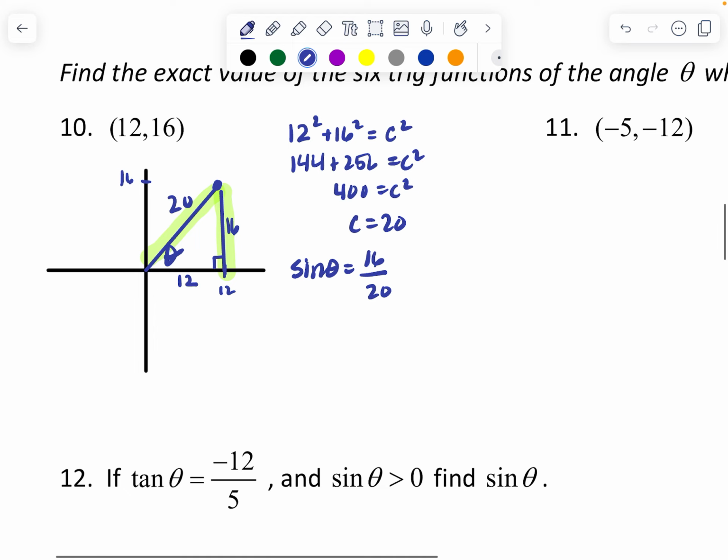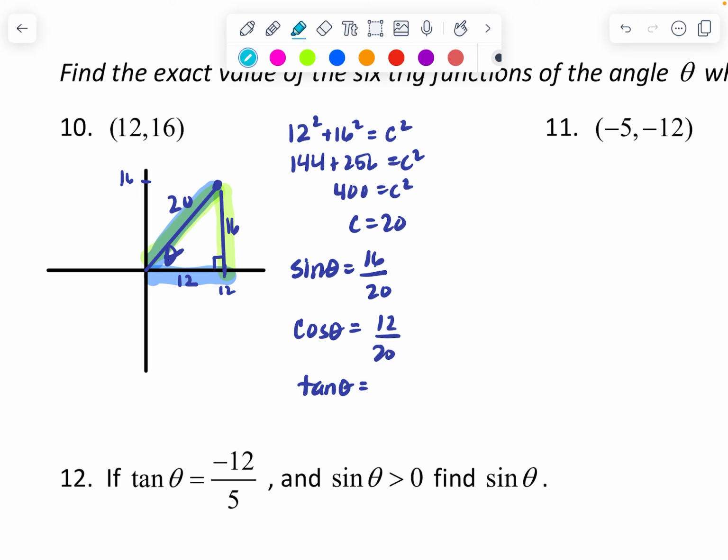Okay, cosine of theta is adjacent over hypotenuse. So if we look at that, it's adjacent over hypotenuse. So it's going to be 12 over 20. And then tangent of theta is going to be opposite over adjacent. So we're going to have 16 over 12.